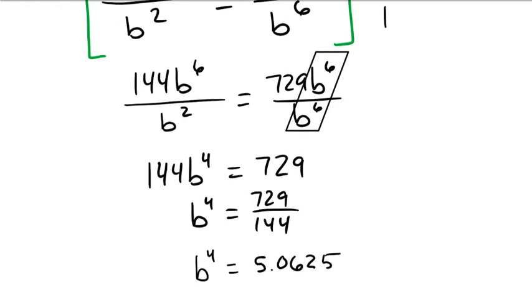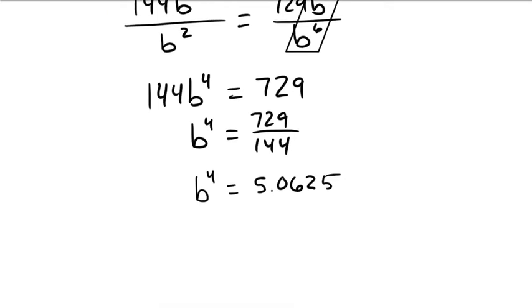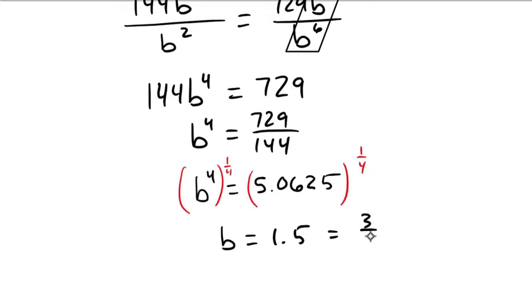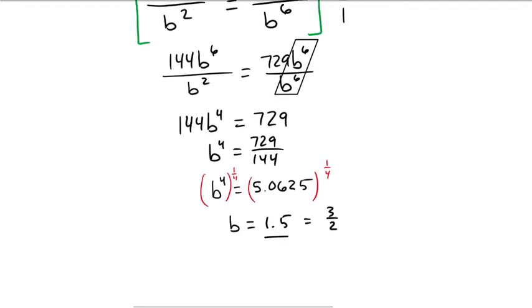5.0625. So if I want to know what b is, I'm going to take the 4th root, I'm going to raise both sides to the 1/4 root. So this side gets raised to the 1/4 root, this side gets raised to the 1/4 root. So if I take my 5.0625 and raise that to the 0.25 power, that looks better. I mean, I get b is equal to 1.5, which is the same as 3/2 because I'm always biased towards rational numbers, but this is good too. So at this point, I feel like maybe we know what b is.